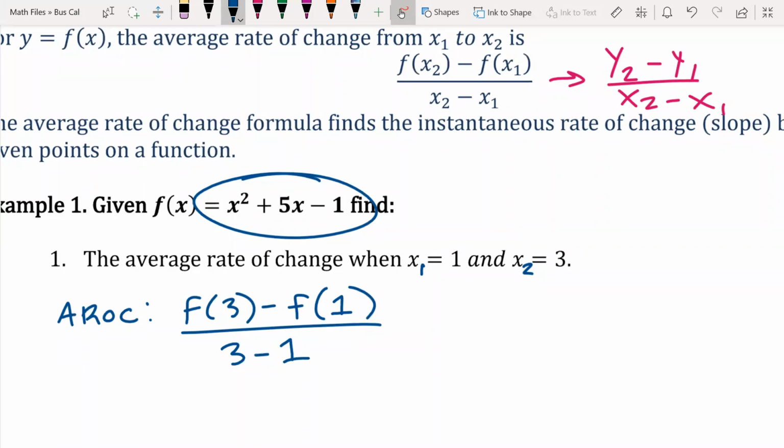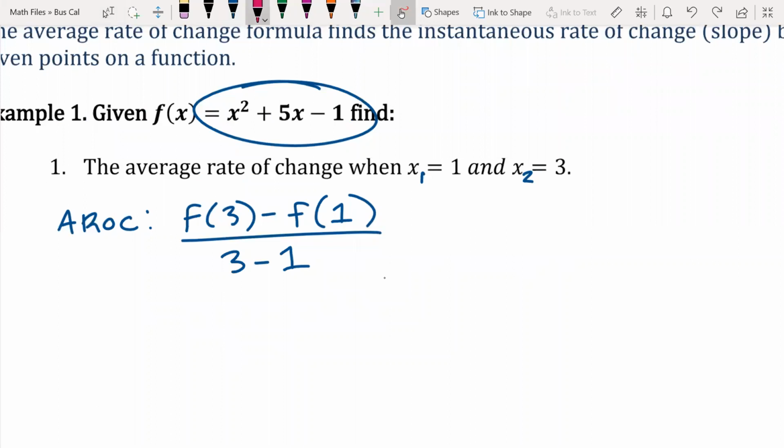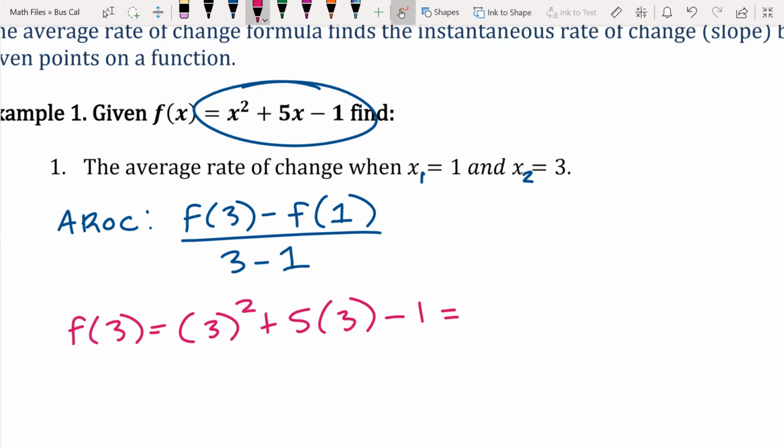So follow the formula, plugging in the components, and now, in order to finish off this average rate of change, we have to figure out what f of 3 is and what f of 1 is. In order to find these values, we're going to take 3 and plug it into the original function for every x. And then we're going to take 1 and do the same exact thing. So I'll make a little side work section down here, and I'll say f of 3. I'm just plugging it into the function above. Gives me 3 squared plus 5 times 3 minus 1. That's going to be 9 plus 15 minus 1. So 24 minus 1, we get 23.